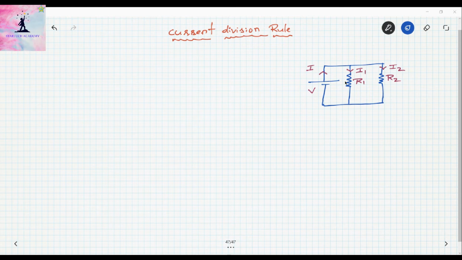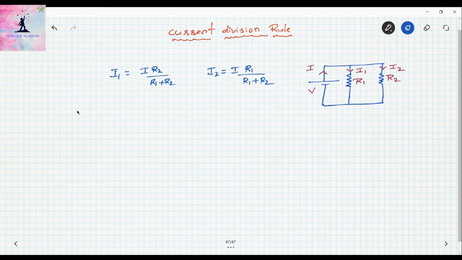So what is the current division rule? If I know this total current, I can find I1 by using this equation. I1 is equal to total current into R2 by R1 plus R2. And what is I2? I2 is, what is the total current? I. Total current into this resistance R1 by R1 plus R2. Okay, this is the current division rule. If I know the total current coming from the supply, I can determine I1 and I2.